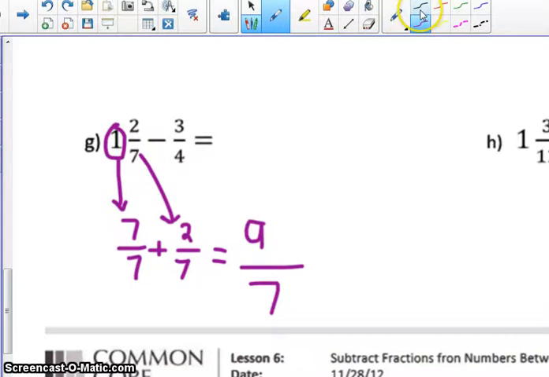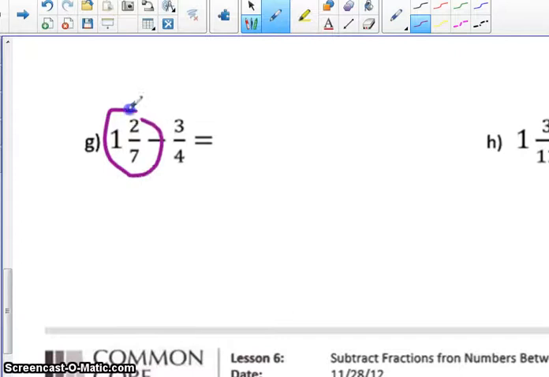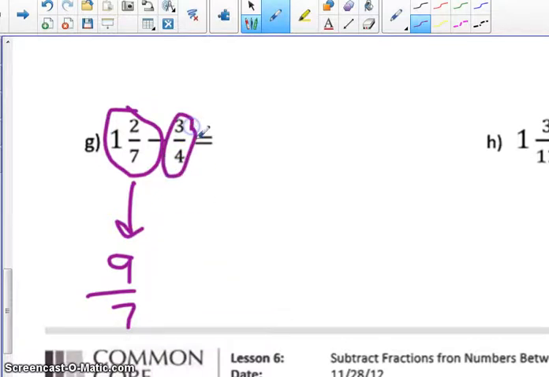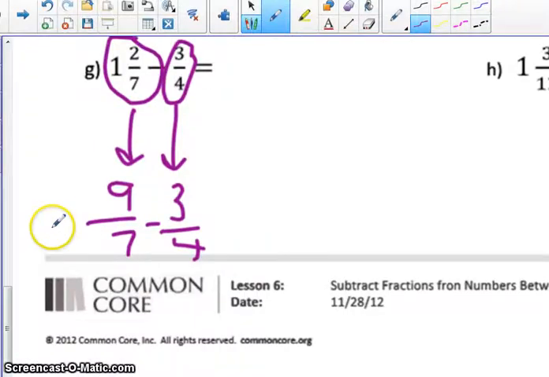Okay, so 9/7. This is really 9 over 7 and 3/4. So we're subtracting. Now it's just a regular subtraction problem: 9/7 minus 3/4.